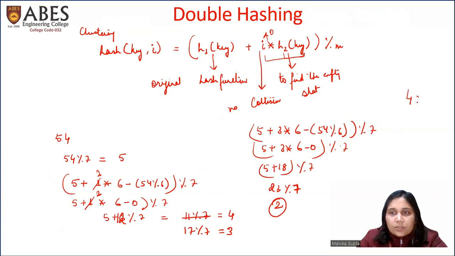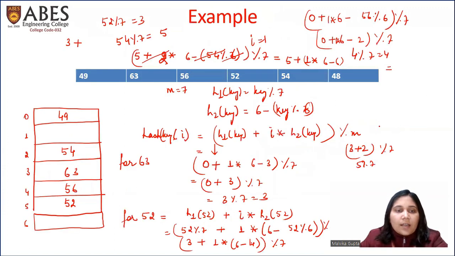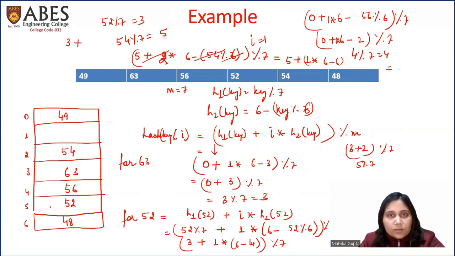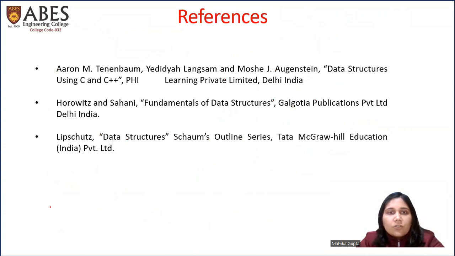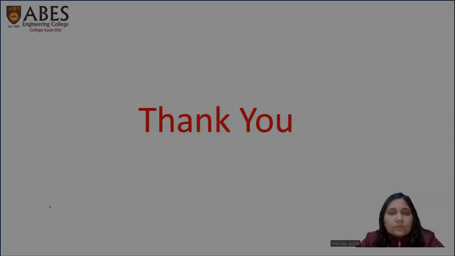So if you check for 48 mod 7, 48 mod 7 is 6. Now if you see at sixth position, we have an empty slot, so we can put it over here directly. So that's how we have put it. Now you can find out there's no cluster forming in this one. So this is all about double hashing, and this video is in continuation of the collision resolution technique. Now you can check these references, and thank you.